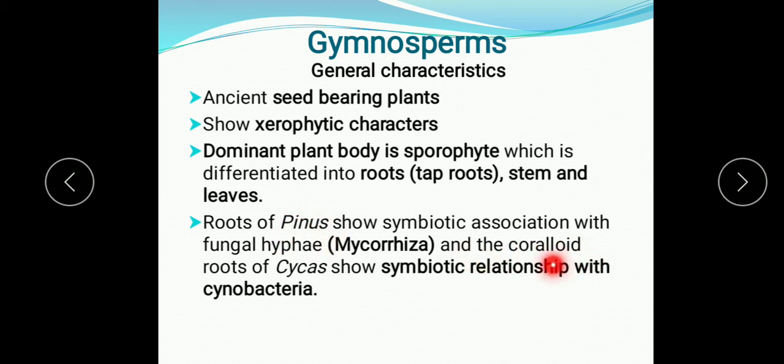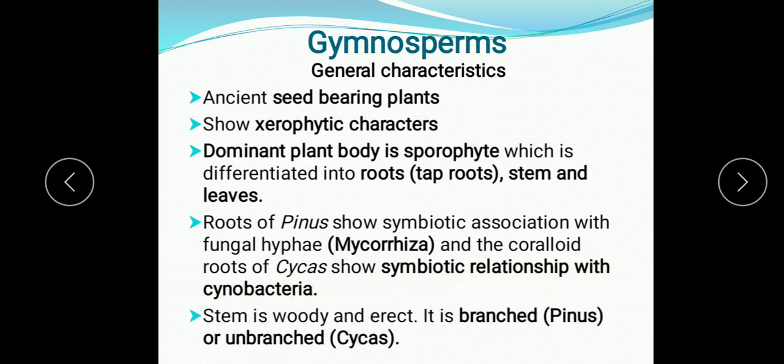Another specialization in the root is the coralloid roots. These coralloid roots are found in Cycas, and they also show a symbiotic relationship with cyanobacteria. So this is the specific feature of their roots. And the stem is woody and erect, and it is branched in Pinus and unbranched in Cycas. So both types of stems are found, branched and unbranched.